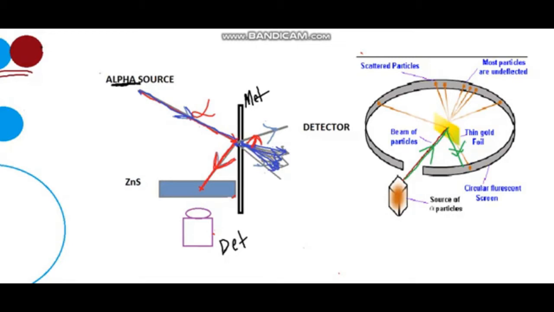Then they changed the materials. What will happen if we change the material from gold to any other material, or if we change the thickness of the material? Such studies were performed by Geiger and Marsden, and they published some good results.